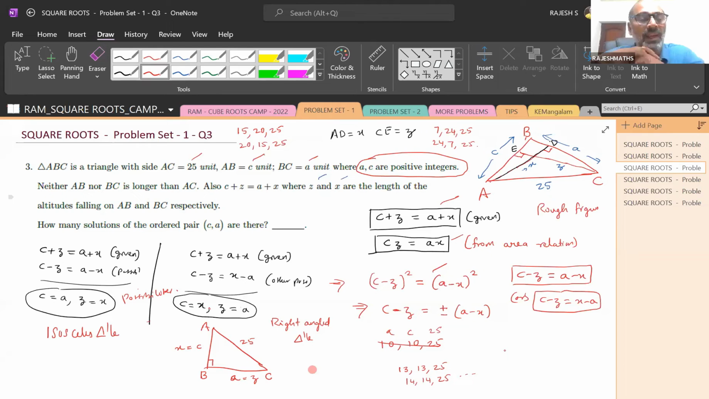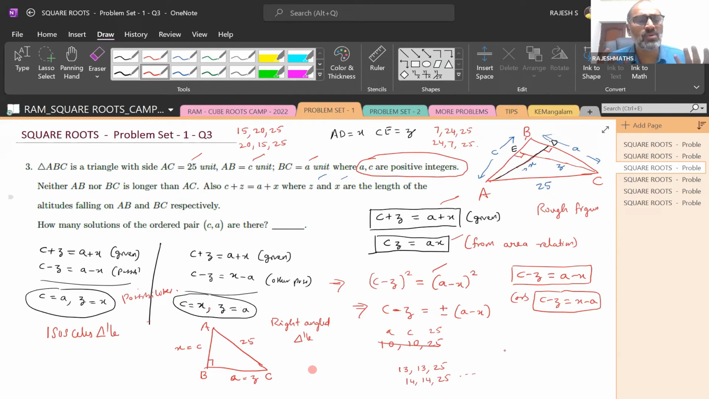What I'm trying to say is, to satisfy the given conditions, the triangle could be isosceles or right-angled. In isosceles, what are all the pairs we have? Solutions mean what satisfies the condition. So isosceles, C equals A, satisfies; right angle, C equals X, satisfies. So you need to find that. For that, you need the area property, solve it, and you get it.